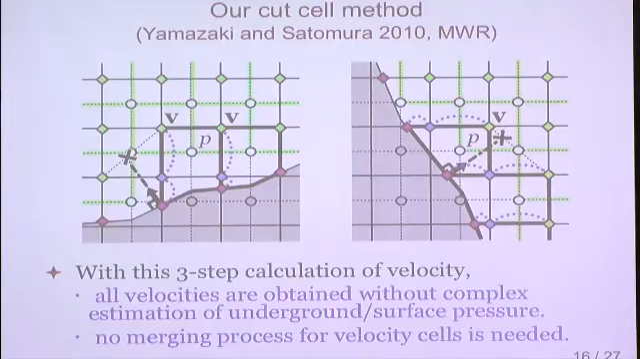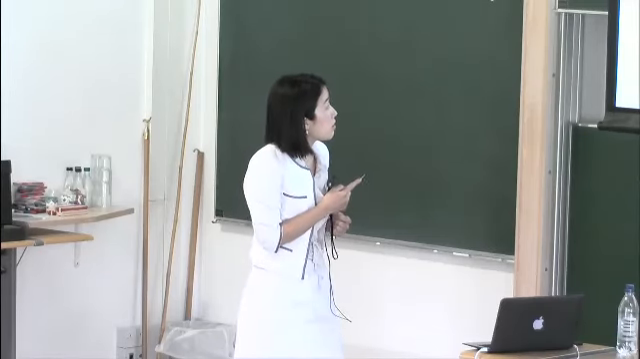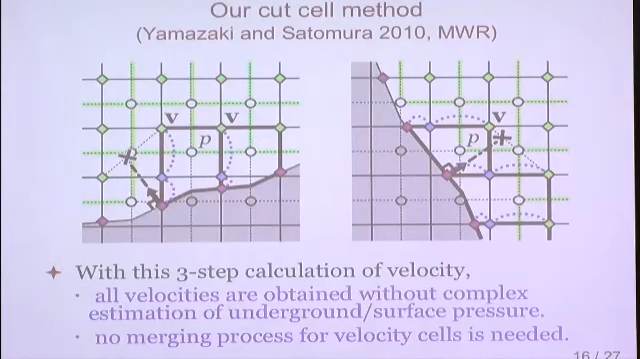With this three-step calculation of velocity, by first calculating the velocity at the rectangular shapes, second calculating the velocity on the topography, and finally calculating velocity on the merged faces, all velocities are obtained without complex estimation of underground or surface pressure. In addition, our model requires no merging for velocity cells, so the computational cost of merging cells is reduced. Is it clear for your question?